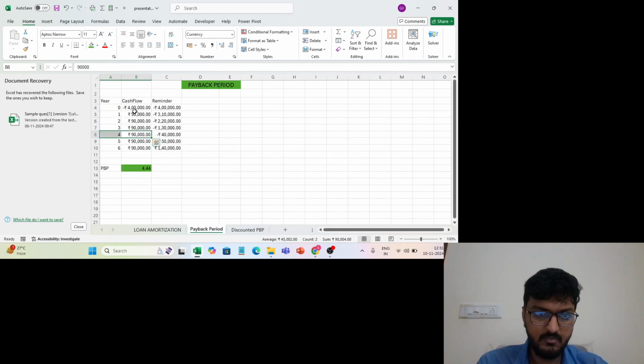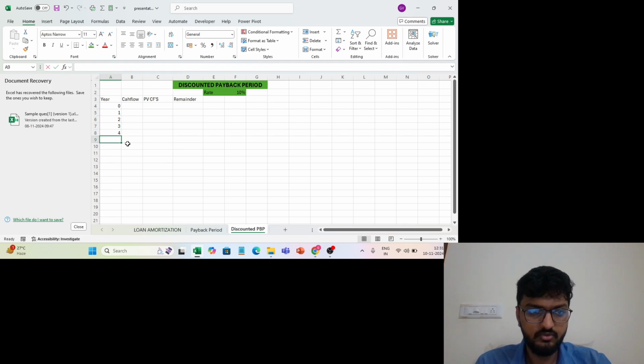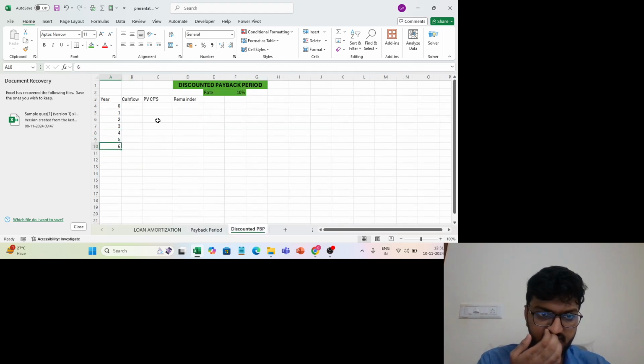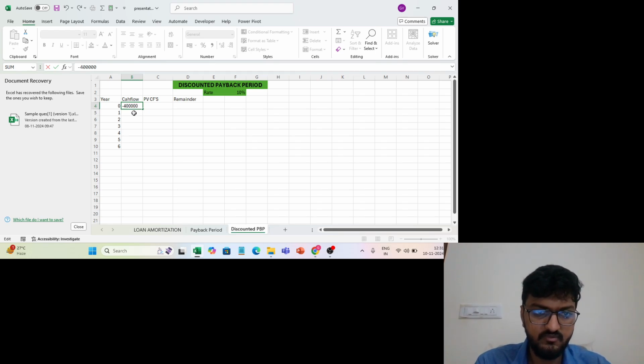So let's just kick it off. We want to take the same model of 4 lakh rupees and see when we are going to break even with the discounted payback period question. Okay, so we have taken years 1, 2, 3, 4, 5, 6. We have taken until 6 here. So let's see the cash flow. We are investing 4 lakh rupees.